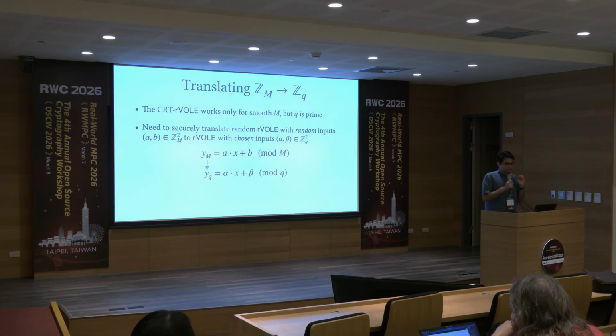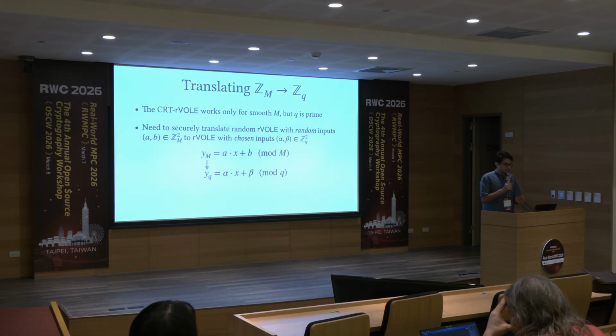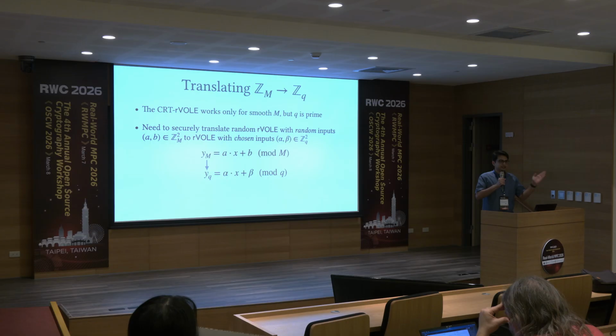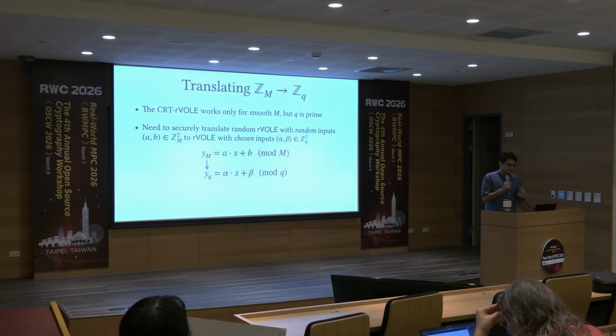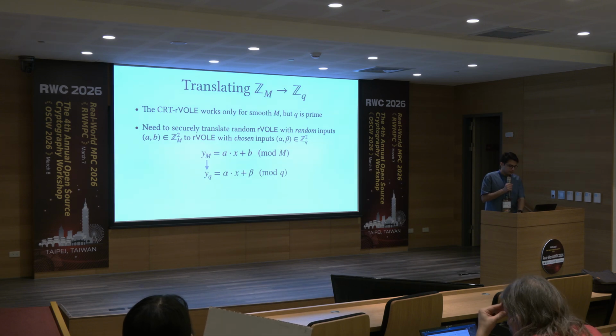So to zoom in on the problem a little bit, essentially the CRT R-VOL only works for smooth M, but Q is prime. So we need to securely translate a VOLE correlation over a large modulus M into one that works over this prime Q.